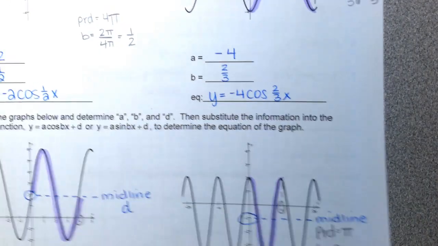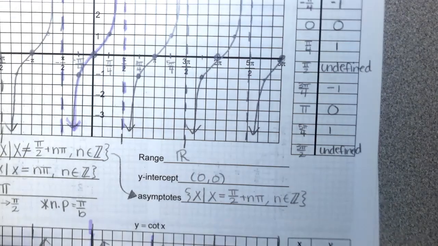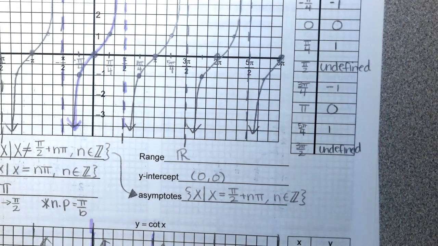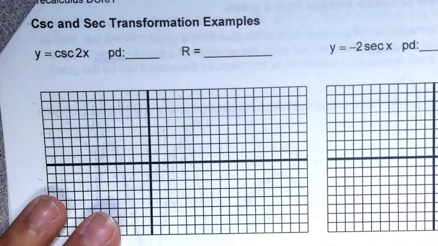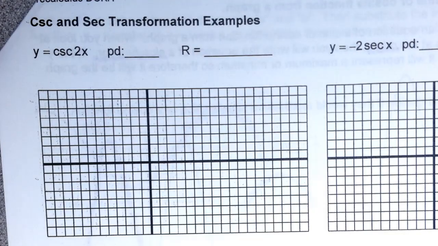Tomorrow's quiz is going to be on writing equations and then graphing sine, cosine, tangent, and cotangent. All right, page 9. We are going to do the 4 examples, and then we'll see if you can come up with that last one yourself.